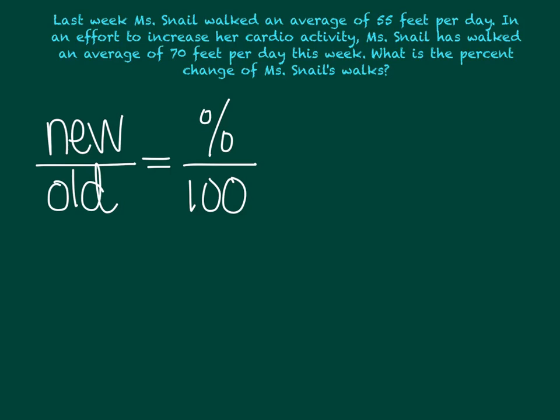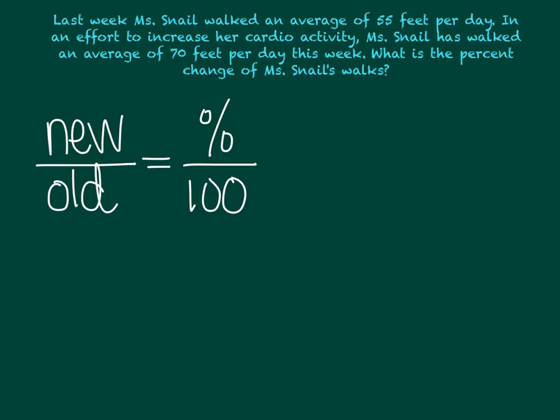So with this proportion, we're going to go ahead and try to find the information that will help us fill in the missing parts. So we're looking for what is Miss Snail's new average each day, and what is her old average, or compared to her old average. And then we're also going to compare percent out of 100. The 100 always stays the same, as we have discussed many times in class.